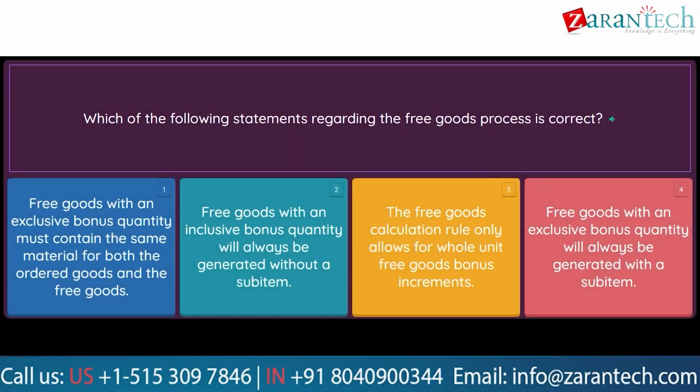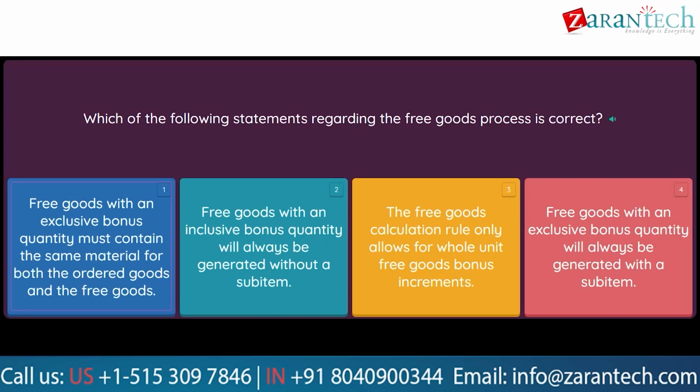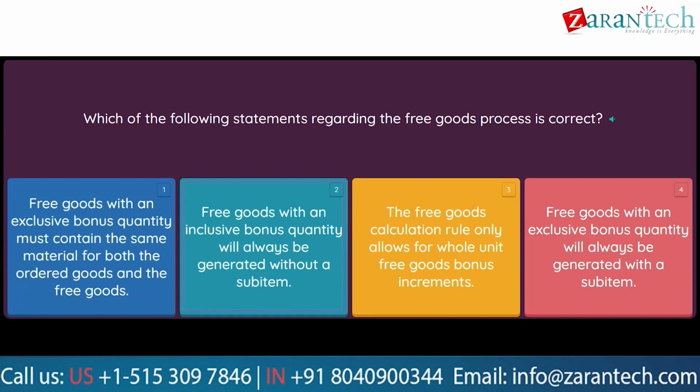Question: which of the following statements regarding the free goods process is correct? Option 1: free goods with an exclusive bonus quantity must contain the same material for both the ordered goods and the free goods. Option 2: free goods with an inclusive bonus quantity will always be generated without a sub-item.